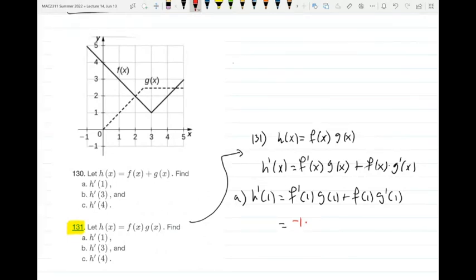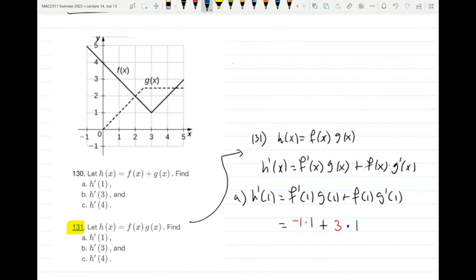Okay. g of 1. What's g of 1? Positive 1. So you have to look at this point. g of 1 is the y value. I'm asking you for the y value. It's 1. Okay, plus f of 1. What's f of 1? 3. And what's g prime of 1? What is it? 1. Good.